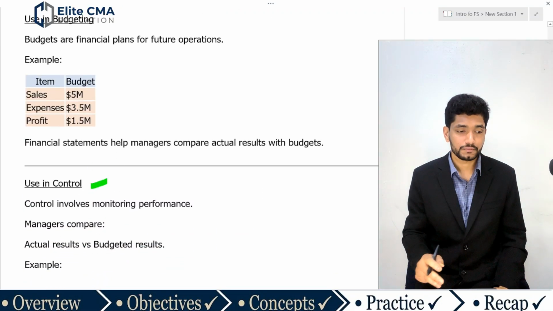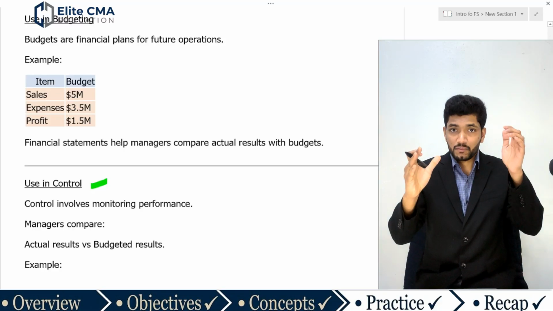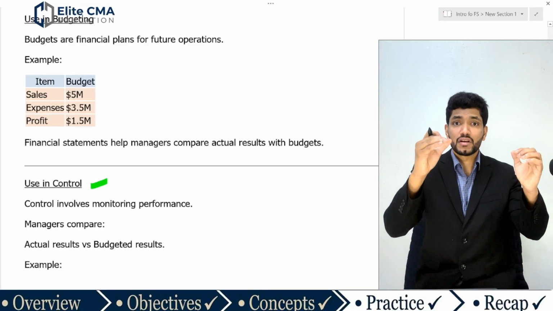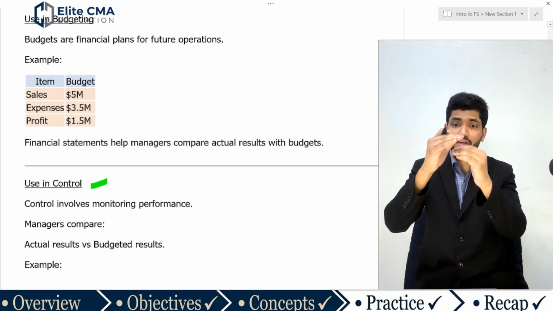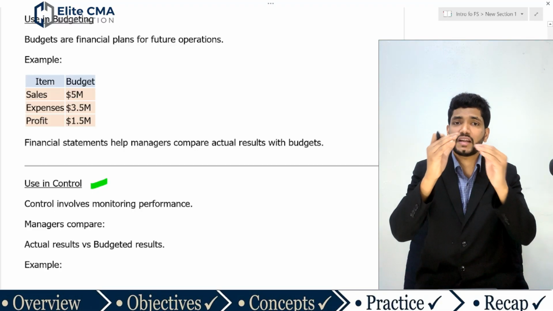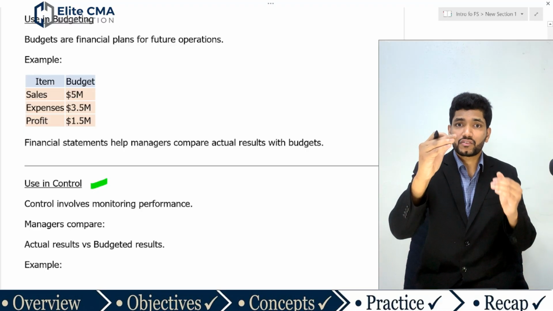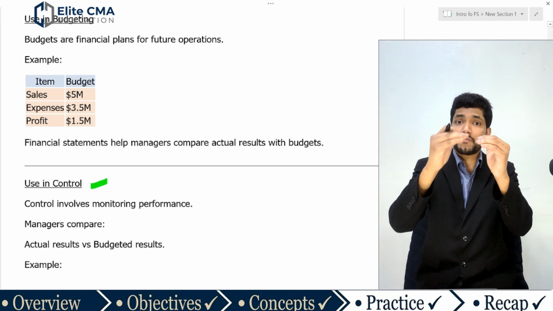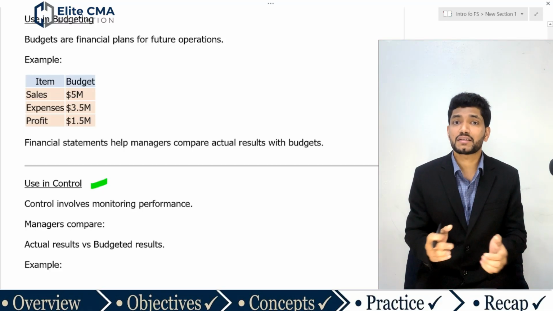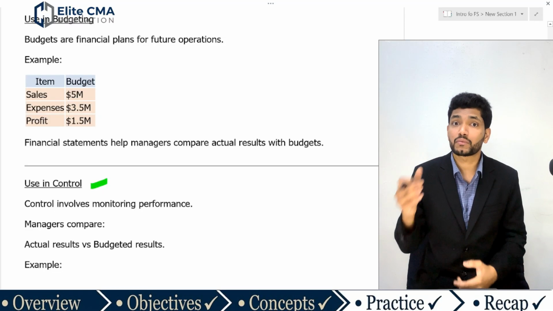Then uses in controlling. In a real business case, there will be a budget and there will be actual financial results. So these actual financial results help the companies to compare with the budget and see whether there is any gap between the budget and the actual results. Suppose for January, I planned 2 million sales. I achieved 1.8 million sales. So there is a gap of 200,000. This comparison will help the management to investigate that gap and to make decisions to solve that issue.